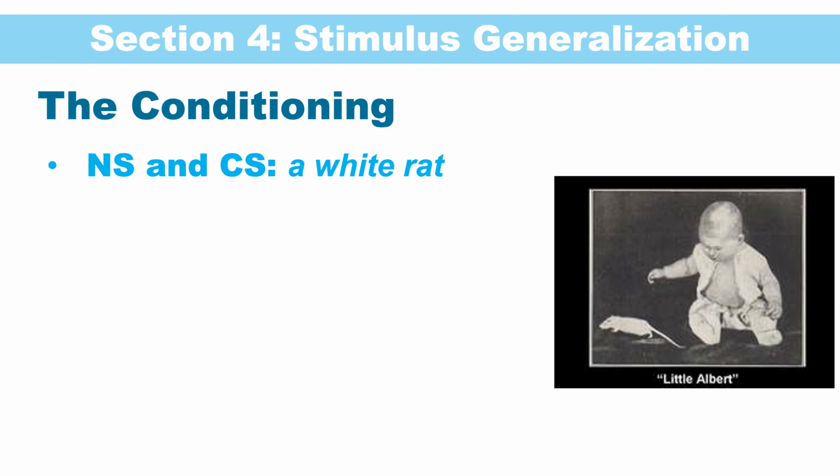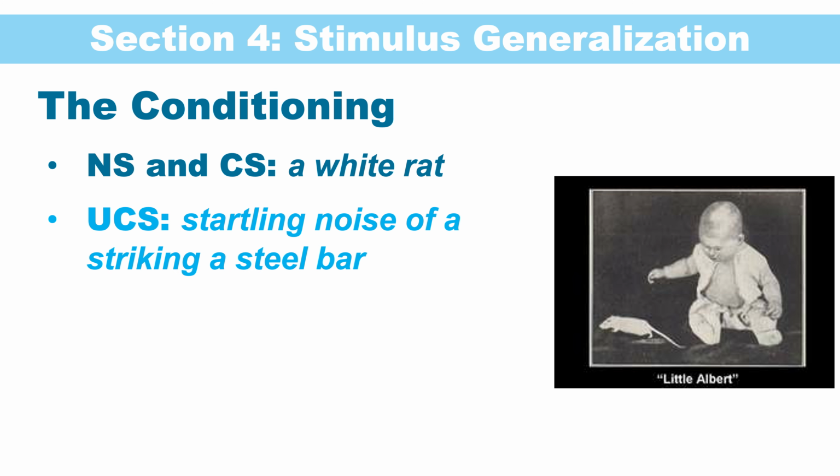At first, Albert showed no fear of a white rat. The white rat was the neutral stimulus, or NS. It didn't elicit any specific reaction. Watson then introduced a loud, startling noise by striking a steel bar. Naturally, this caused Albert to cry, hence it was the unconditioned stimulus, or UCS. And the crying was Albert's automatic, unlearned reaction to the loud noise, the unconditioned response, or UCR.